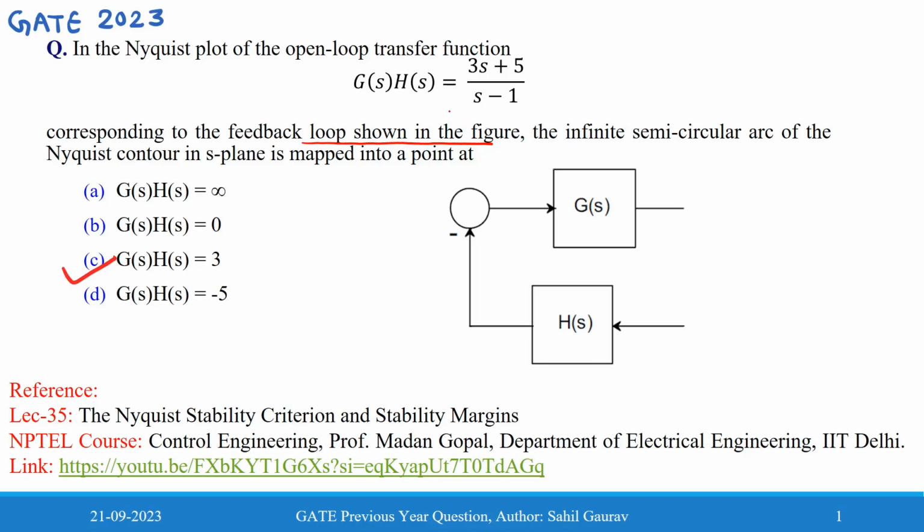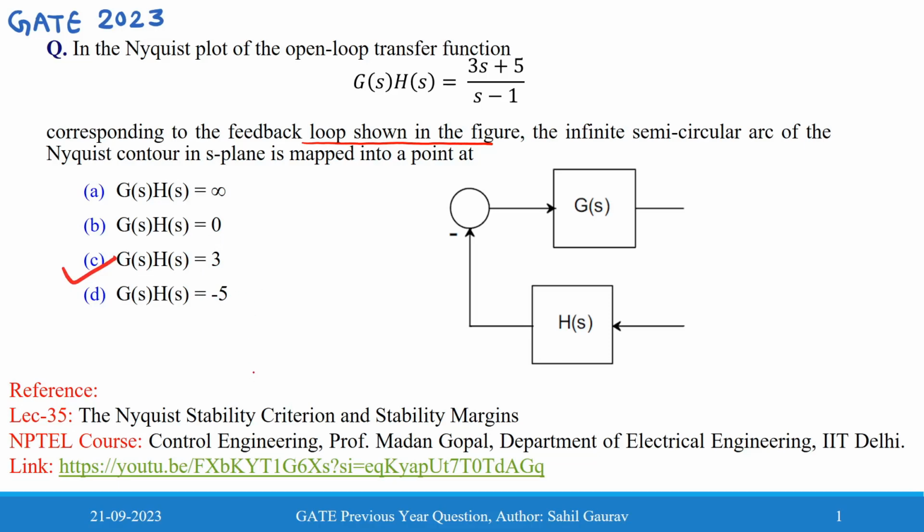So in this problem, we have to find the mapping of this Nyquist contour in the S-plane, which is mapped at a point. So what should be the value? The options are given as G(s)H(s) equal to infinity, G(s)H(s) equal to 0, G(s)H(s) equal to 3, G(s)H(s) equal to minus 5.